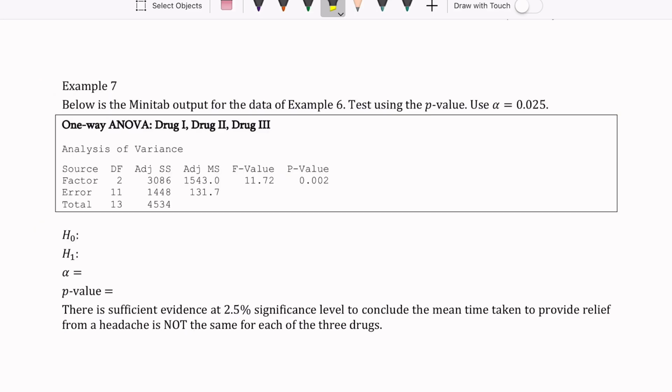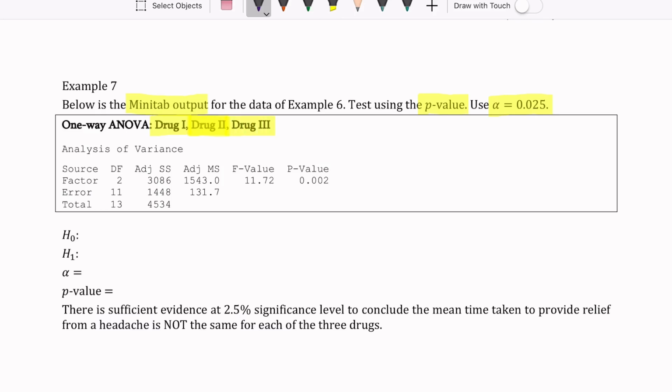We proceed with example 7. In example 7, we have the Minitab output from the data that we have in example 7. And they want us to conduct the hypothesis testing, but this time we are using the p-value with alpha 0.025. When we look at the output, we have to look at the number of groups. The number of groups here, we have 3 groups. Group 1 is drug 1, group 2 refers to drug 2, and group 3 refers to drug 3.